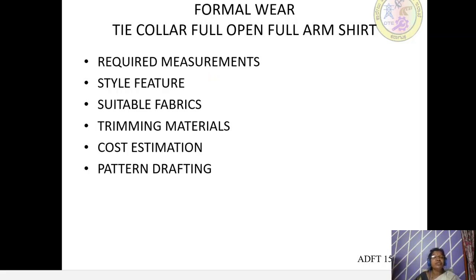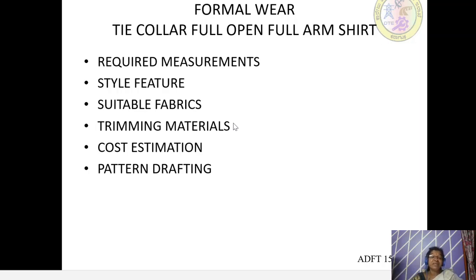How will be the style feature of a tie collar full arm shirt? The suitable fabrics: how to select what kind of fabrics are best for shirts. Trimming materials: apart from the main material, apart from fabrics, we are using sewing thread, buttons, canvas, etc. They are called trimming materials. For an end product, trimming materials are very important. Then we have to estimate the cost. What will be the cost of a shirt? How to estimate that, we will also be discussing.